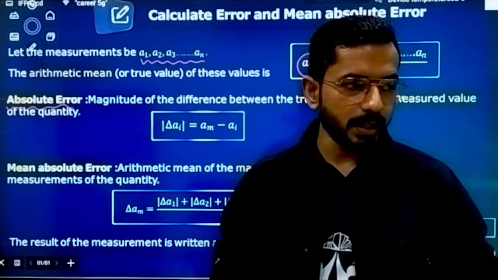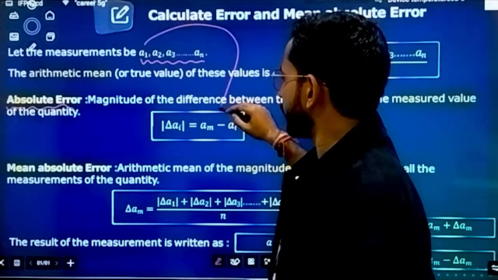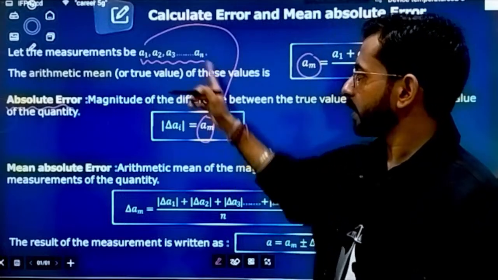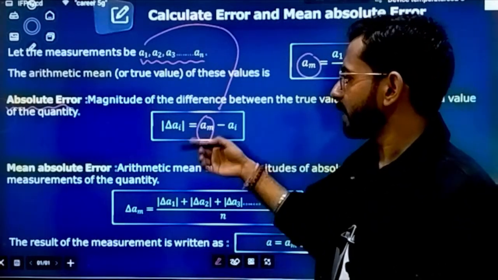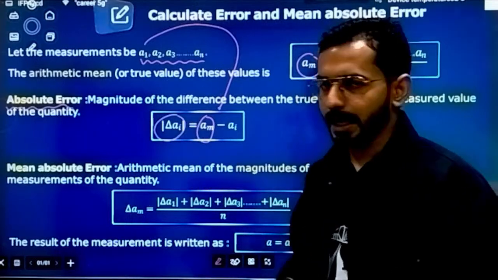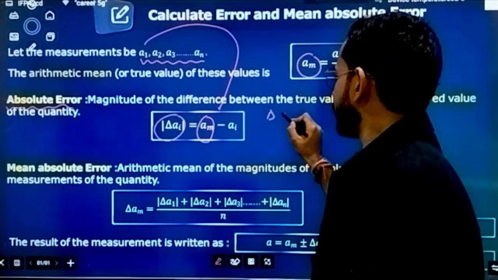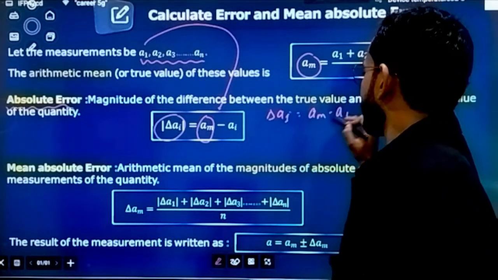I will be calculating the absolute error. Just subtract all those observations one by one from the mean value. This is your mean value. Subtract a1, then subtract a2, then subtract a3, then subtract an. That way you will have the values delta ai. You will have the value delta a. For example, if I have to calculate delta a1, I will be calculating a mean minus a1.